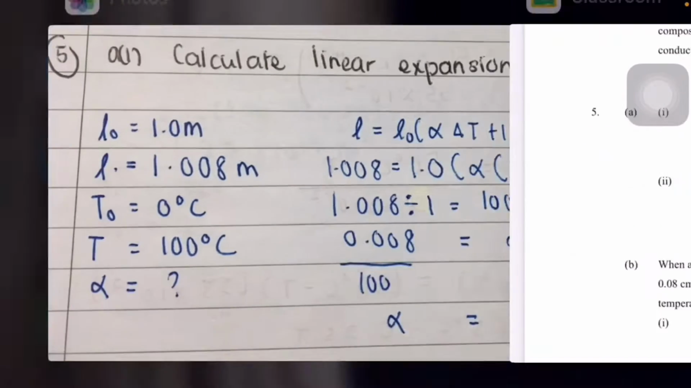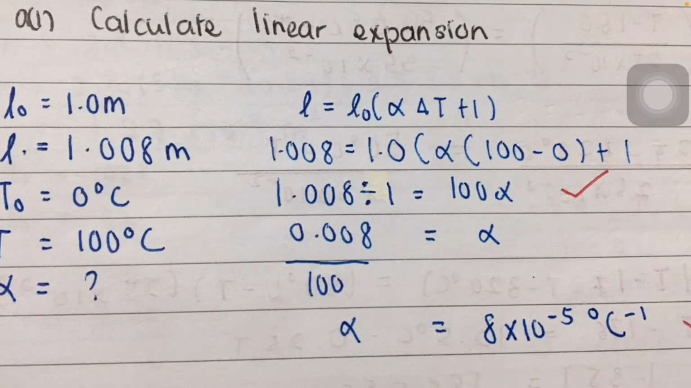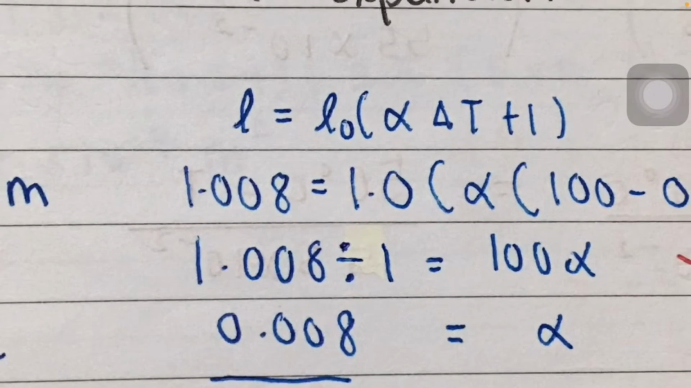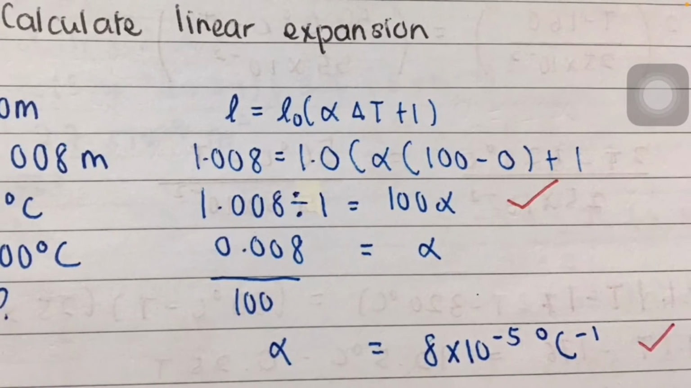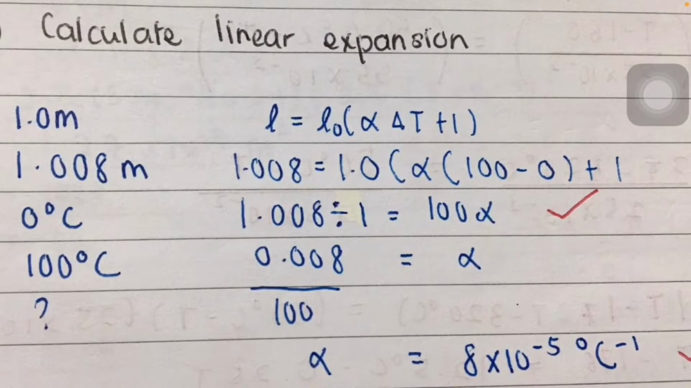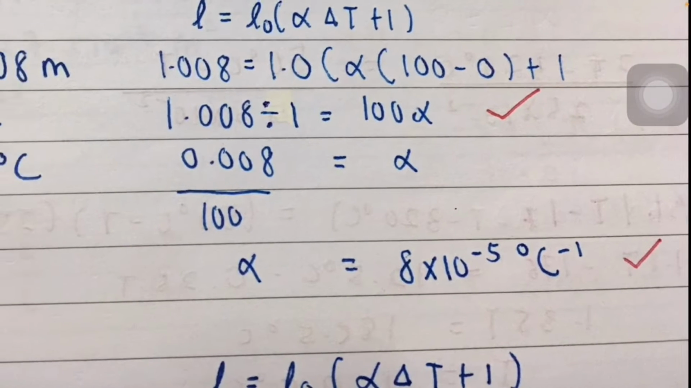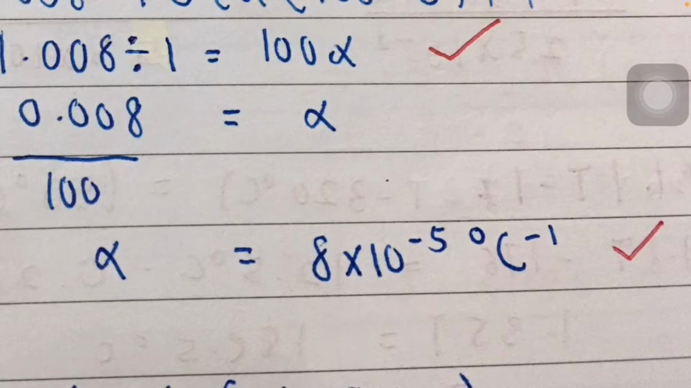So we can use this equation, and we substitute the values in the equation. So we can get the alpha is 8 times 10 power of negative 5 per degree Celsius.